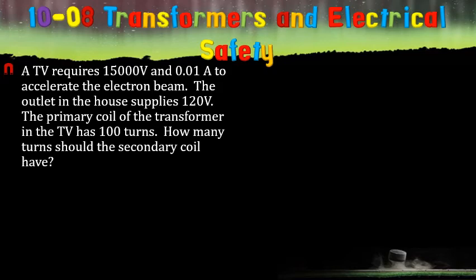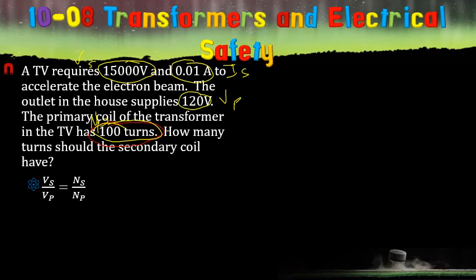Let's say the outlet in the house supply is 120 volts. The primary coil of the transformer has 110 turns. So that is NP. And since this is what's coming out of the house, this would be a primary volts. This is what the TV requires. That would be a secondary volts. And that's what the TV requires. That would be a secondary current.